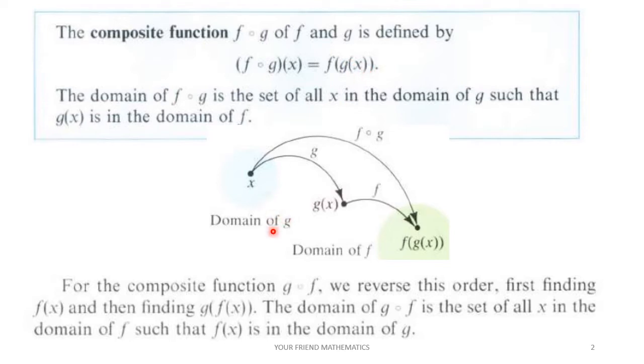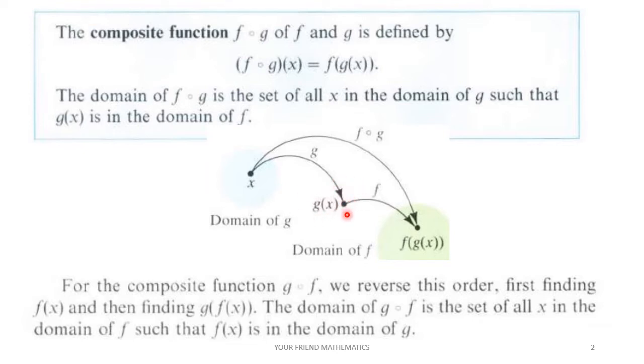By this diagram you can see easily that on x we apply g to get g of x, then we apply f on g of x to get f of g of x. This is called f composition g. So to find the domain of f composition g, x which is input should be in the domain of g, so that we can apply g on x to get g of x.